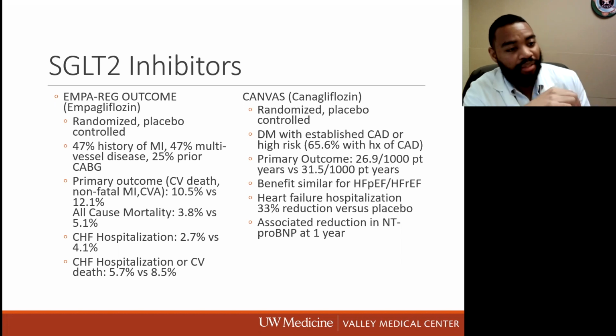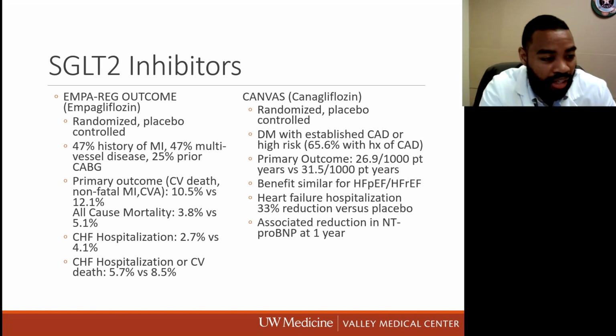So it seemed that this medication, ideally born out to be a diabetes, an endocrine drug, actually had very, very positive benefits for our patients with cardiac disease. Also, the same with canagliflozin.